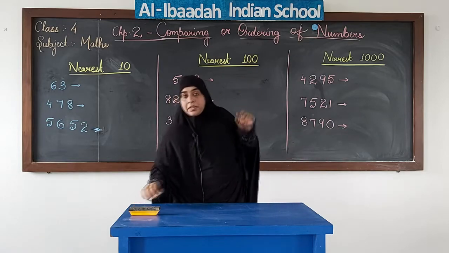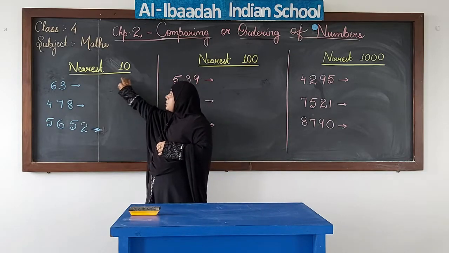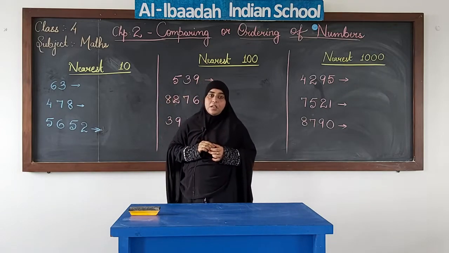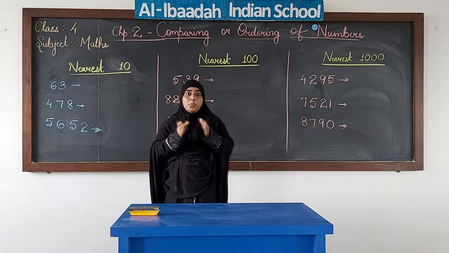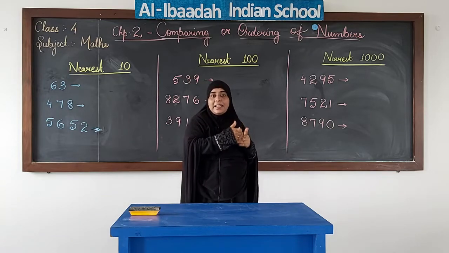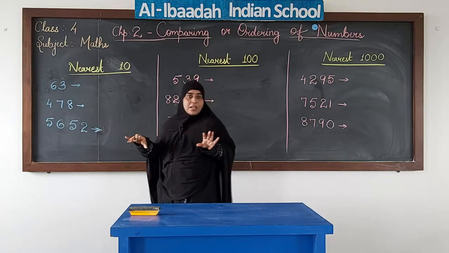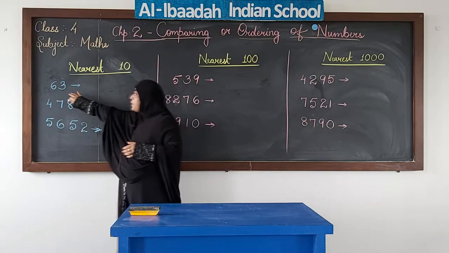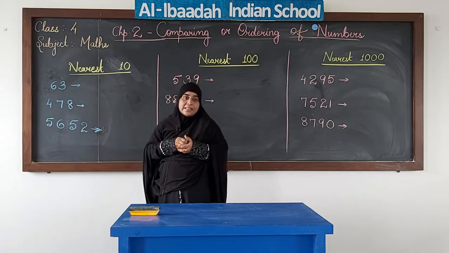Now to start with, first we are going to round the numbers to nearest 10. Tens means here 10, 20, 30, 40, 50, 60, 70, 80, 90s. Okay, these are the tens. Now we will see the given number is close to which tens.